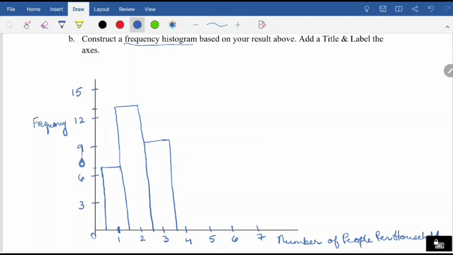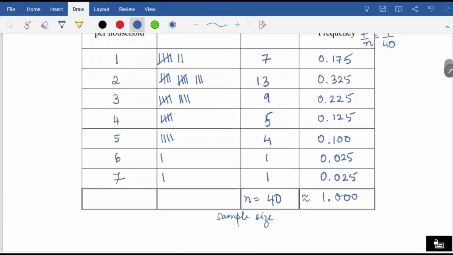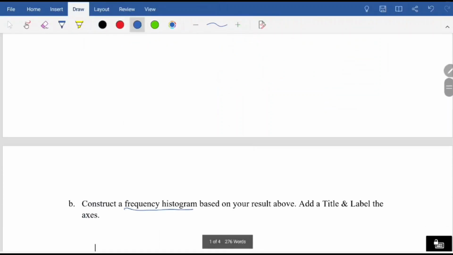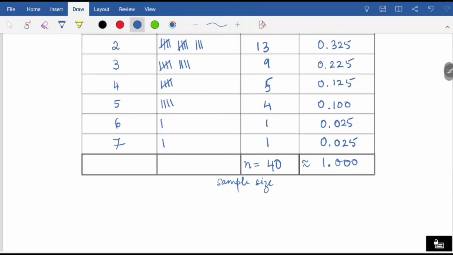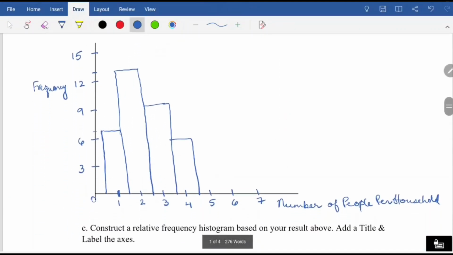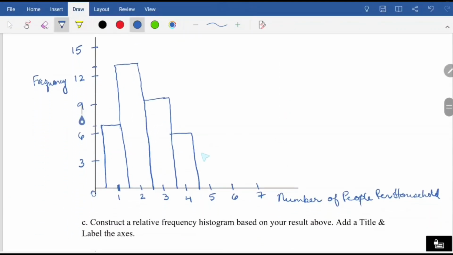For 4, what's the frequency for 4? 5, correct? So let's go all the way to 5. So 5 would be a little bit below 6. So it goes something like this and then down. Again, make sure that the rectangles touch each other. For 5, it was 4. So a little above 3 perhaps. So let's make it like this.